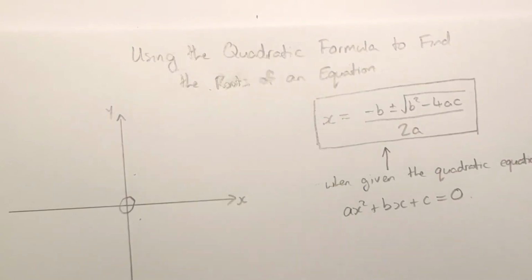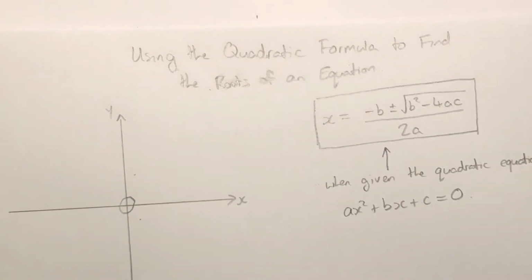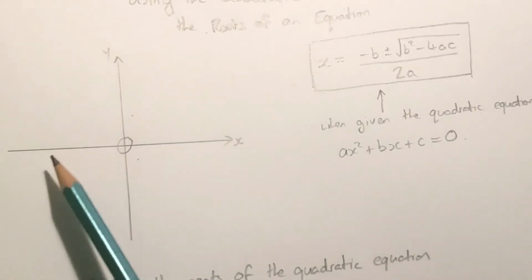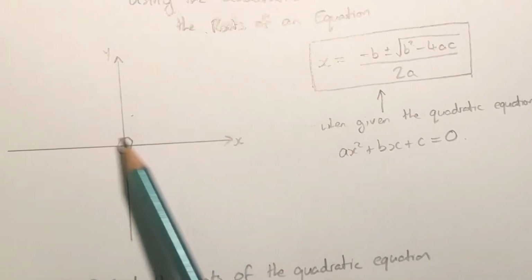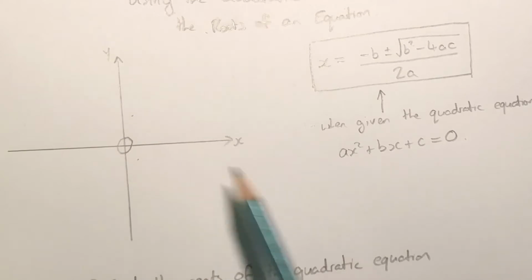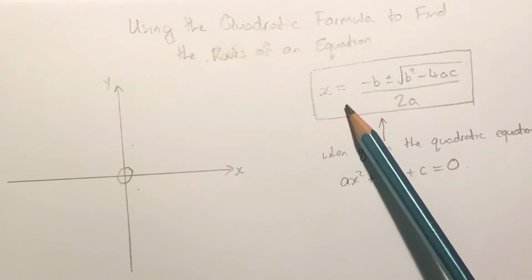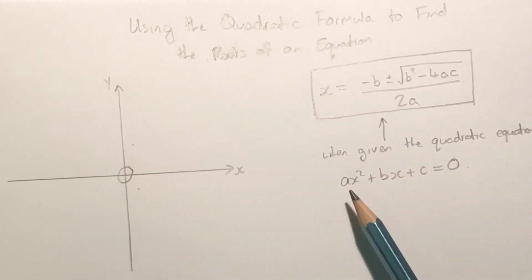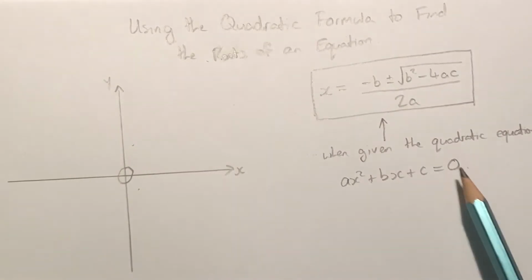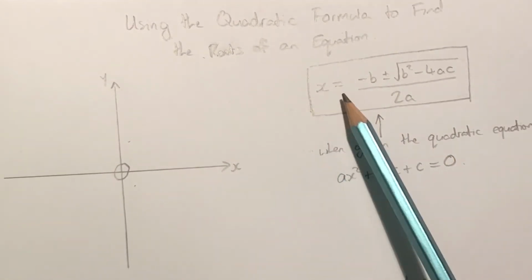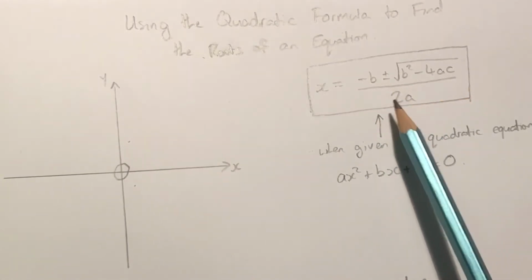In this video, we're going to discover how to use the quadratic formula to find the roots of an equation. In one of our earlier videos, we discussed that the roots of an equation are basically where our curve crosses the x-axis. Now, in most courses, we're given the quadratic formula. If we are starting off with our quadratic equation in the form ax squared plus bx plus c equals 0, we can discover that x is equal to negative b plus or minus the square root of b squared minus 4ac, all upon 2a.